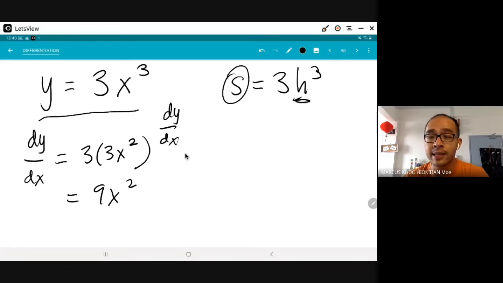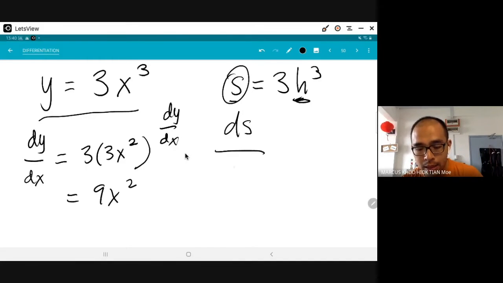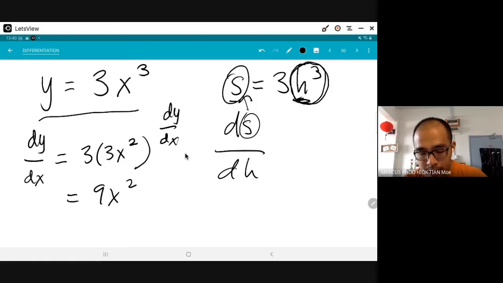It's like asking somebody, can you please buy for me nasi lemak? And after that, the person goes and buys and comes back with curry puff. You asked for nasi lemak but you were given curry puff. So cannot. I'm giving you s and h, and I say differentiate. So you need to know how to position the letters correctly. This will be ds dh, because the equation is s and the letter whose power we want to change is h. So get used to changing letters now, because that's how the chain rule works.